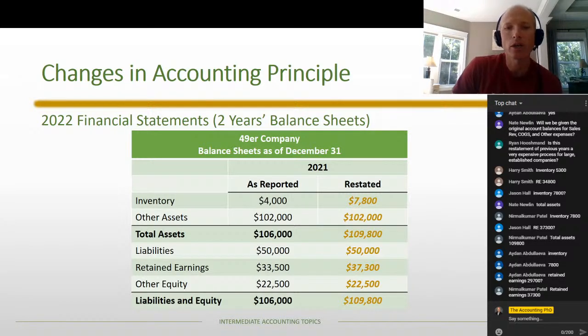Liabilities and other equity all stay the same at $22,500. And so the new balance for liabilities and equity must be the same as total assets, which is why it's $109,800. But again, the retained earnings account accumulates all 3 years, the full 3 years, the cumulative effect.